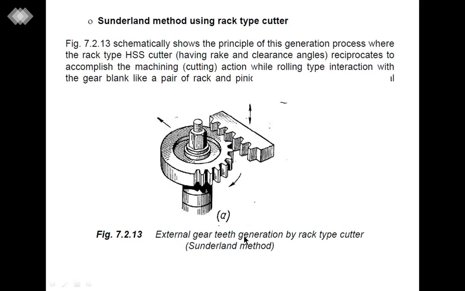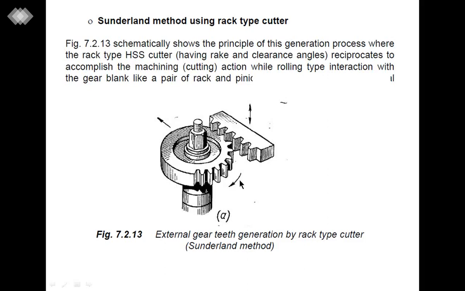The next type of gear manufacturing is by the Sunderland method using a rack type of cutter. So the principle of this generation process is that the rack type of HSS cutter, that is a high speed steel cutter having a rake and clearance angle, generally reciprocates to accomplish the machining or cutting action, while having a rolling type interaction with the gear blank, like a pair of rack and pinion.